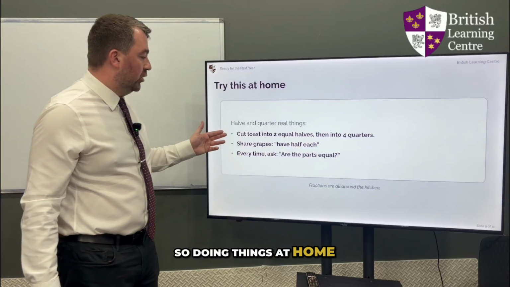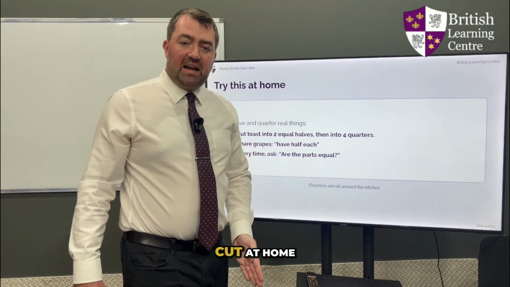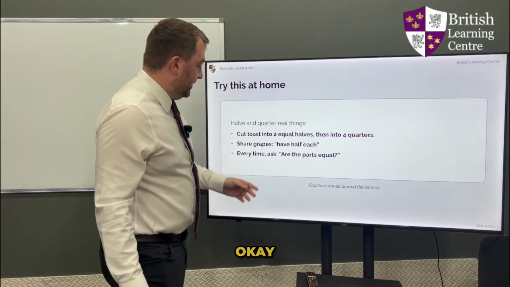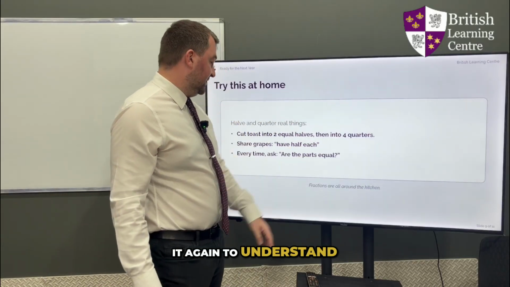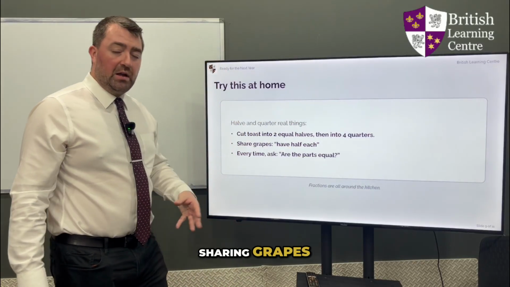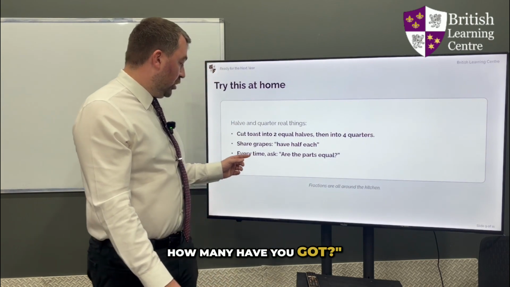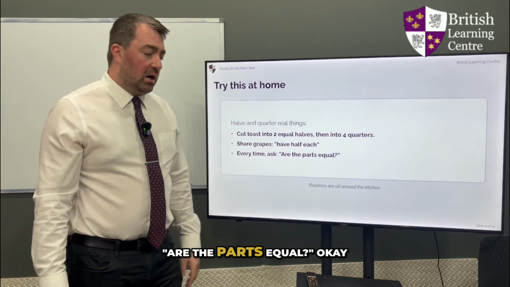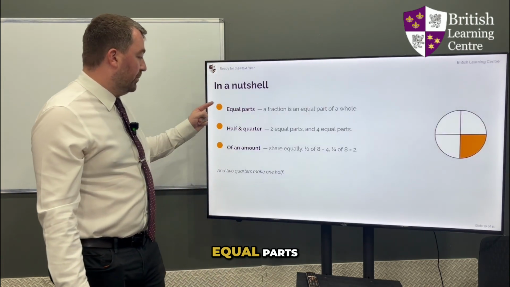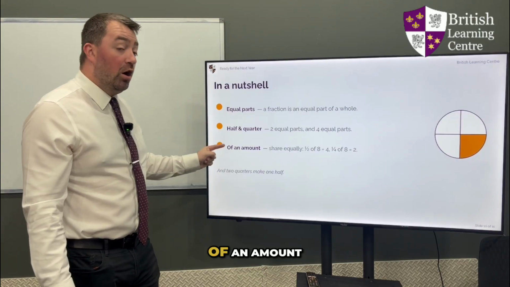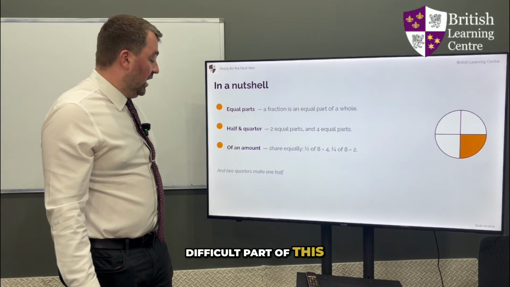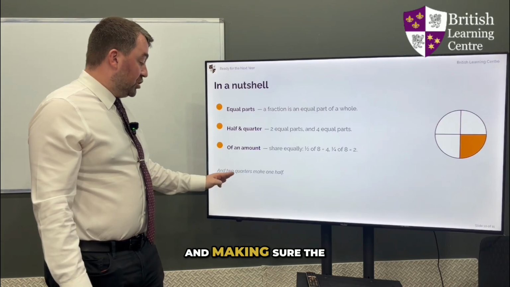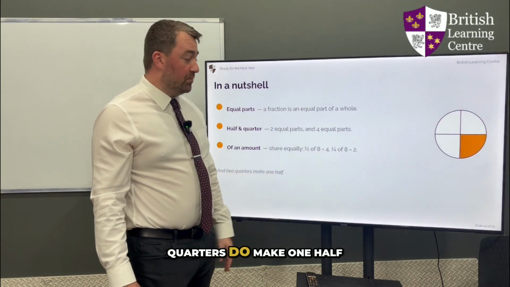So doing things at home, things that you can cut at home, okay, that you can help them to understand, then maybe even cut it again to understand it's into quarters. Sharing grapes, I'll have half of the grapes each. How many have you got? Each time ask, are the parts equal, okay? Equal parts, halves and quarters of an amount, possibly the most difficult part of this, and making sure that children understand that 2 quarters do make 1/2.